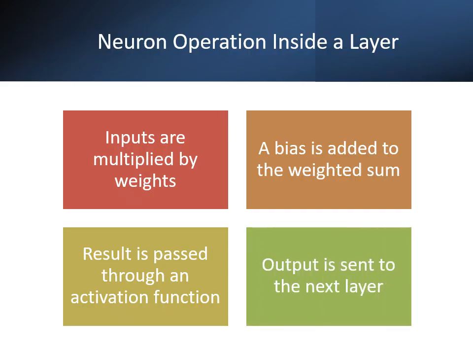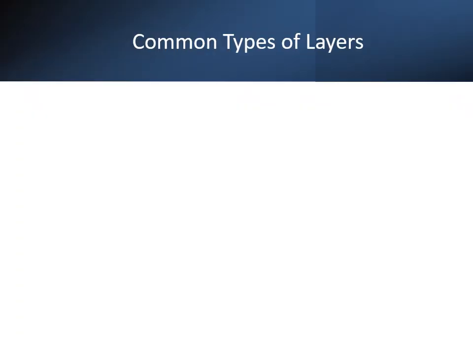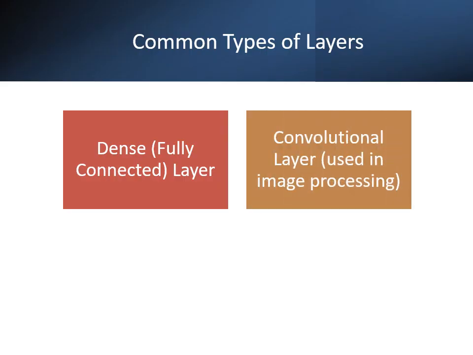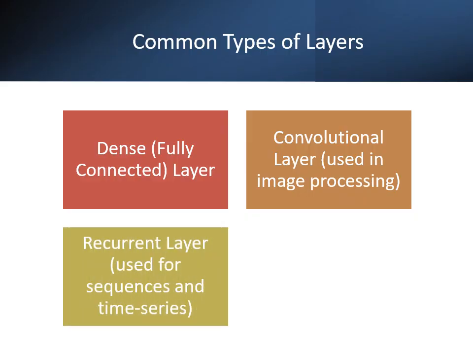Common types of layers. There are different types of layers for different tasks. Dense layers connect every neuron to the next layer. Convolutional layers are used for image processing. Recurrent layers handle sequences like text or time series data. Dropout layers help prevent overfitting.